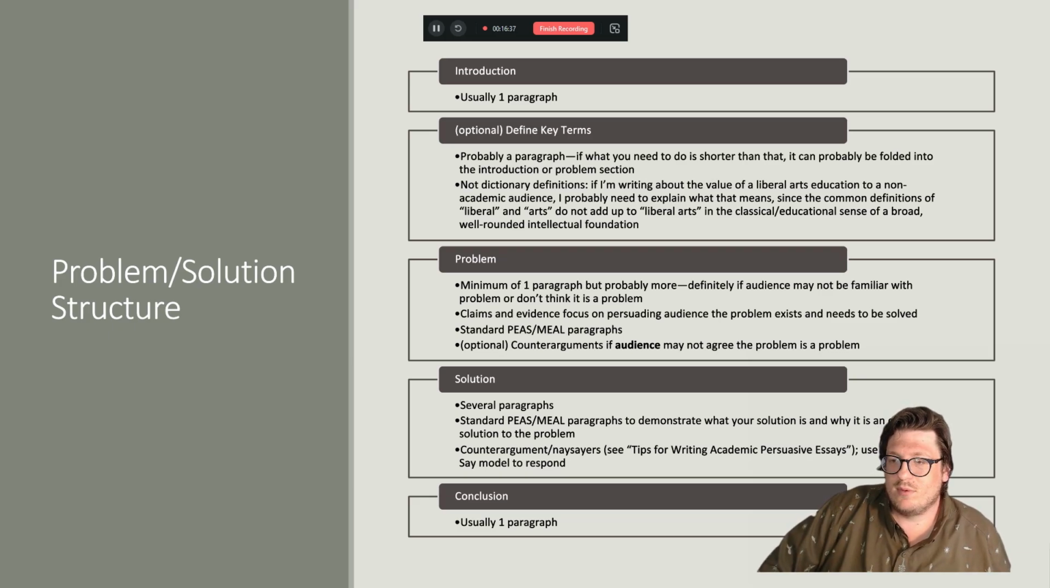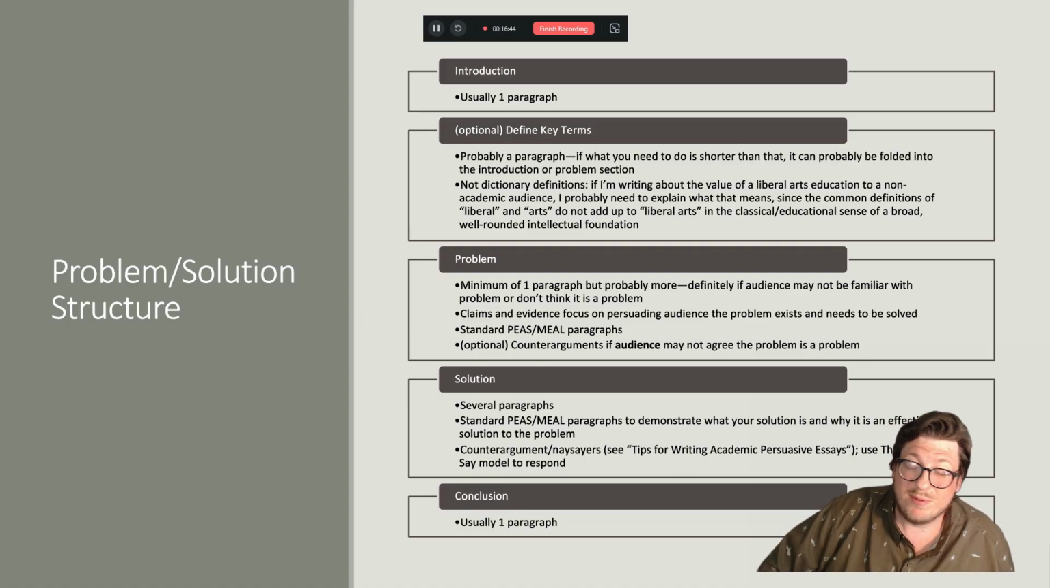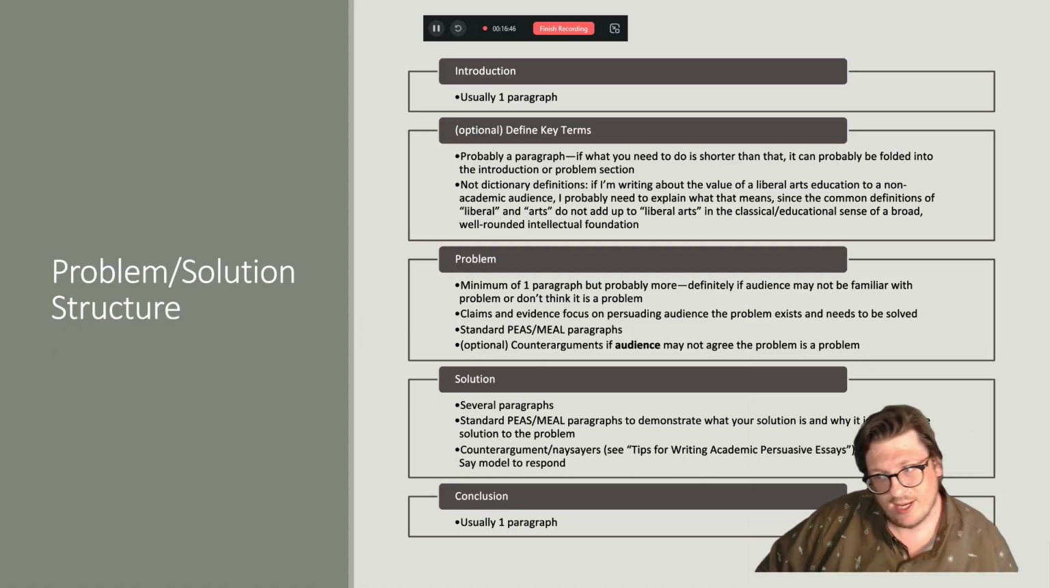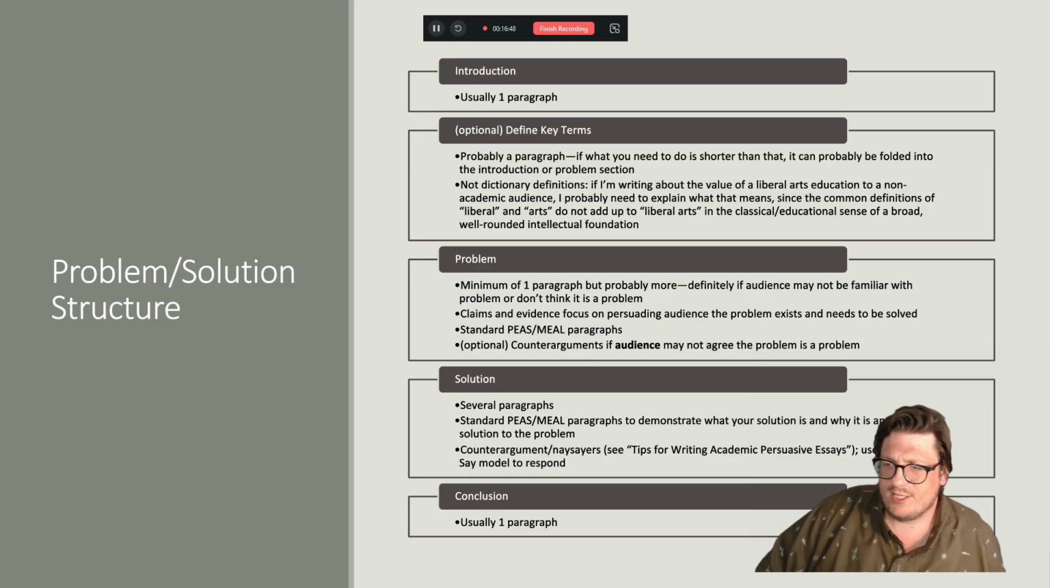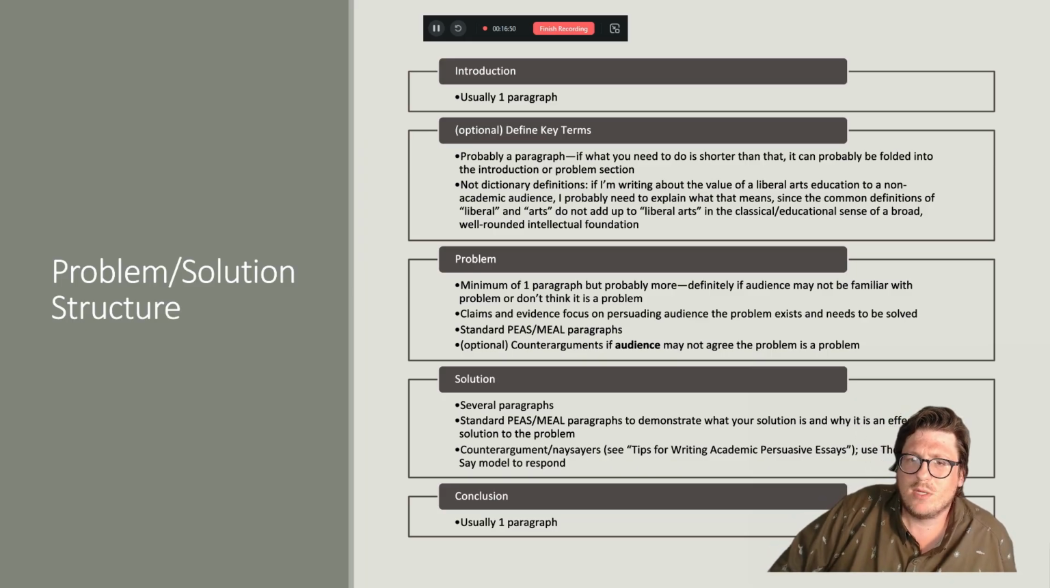And so maybe it'll be more, especially if the audience isn't really familiar with the problem, or if most people might think maybe it's not a problem and you're saying, actually it is a problem. You might need more than one paragraph there. But you have claims and evidence focusing on persuading the audience that the problem exists and needs to be solved. So this will be a standard PEAS paragraph.